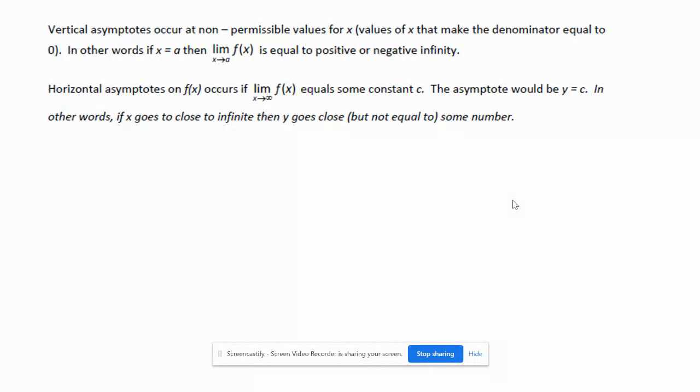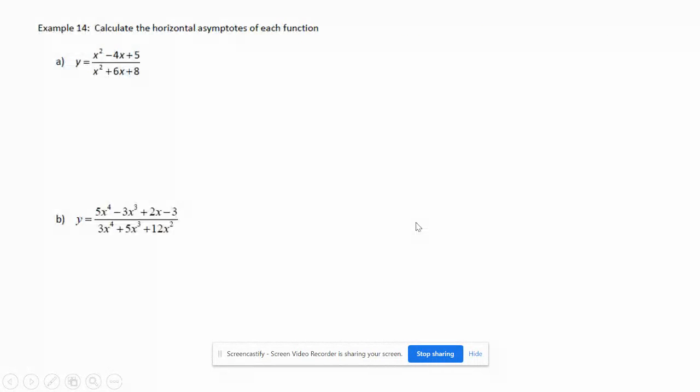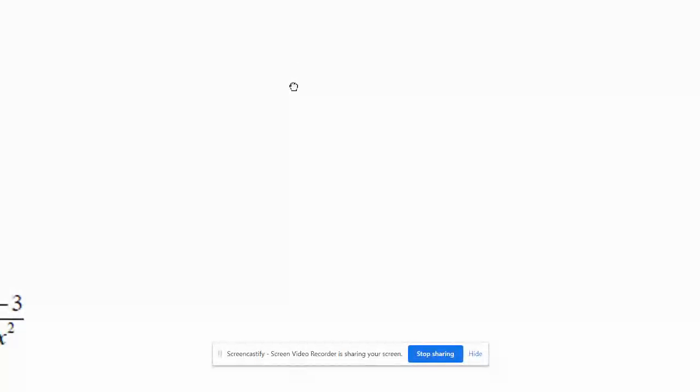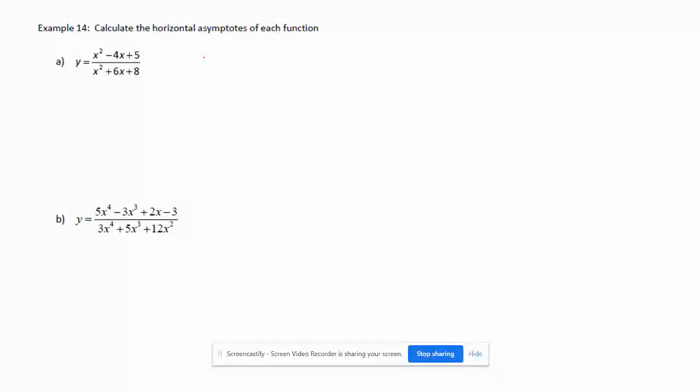Horizontal asymptotes occur as the limit as x approaches infinity equals some constant c. The asymptote is y equals c. In other words, if x goes close to infinity, then y goes close to, but not equal to, some number. So if we want to calculate the horizontal asymptote, we need to calculate the limit as x approaches infinity of (x squared minus 4x plus 5) over (x squared plus 6x plus 8).